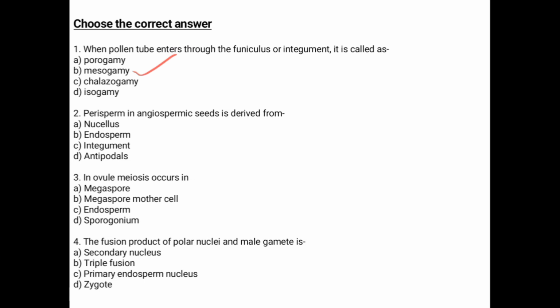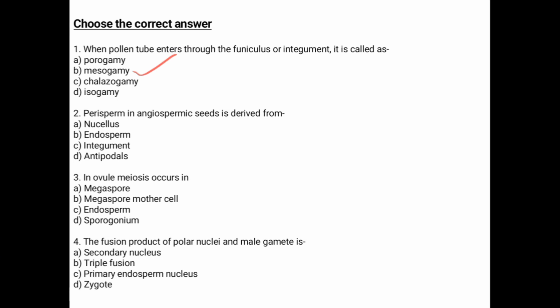Then come to the next question. Perisperm in angiospermic seed is derived from nucellus, because perisperm is the nutritive tissue surrounding the embryo in certain seeds, developing from the nucellus of the ovule. So the answer is perisperm in angiospermic seed is derived from the nucellus.